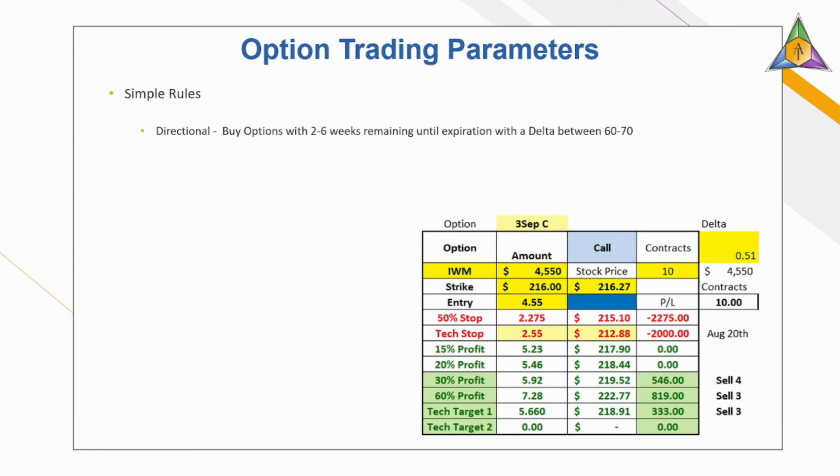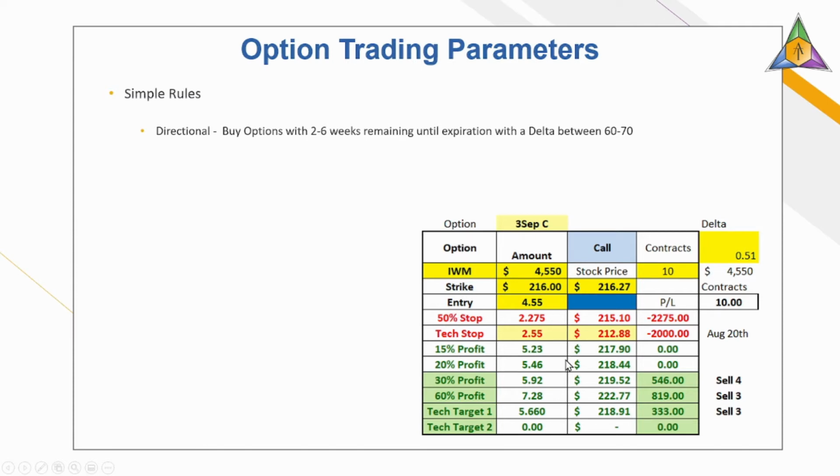So let's see what else is next. Here's one of the things you can fill out. I tried to do bi-directional. I'm starting to lay out my simple rules here. Buy an option that's 2 to 6 weeks remaining until expiration with a delta of 60 to 70. I'll go down to a delta of 50, and that's fine. And then I will lay out a grid here.